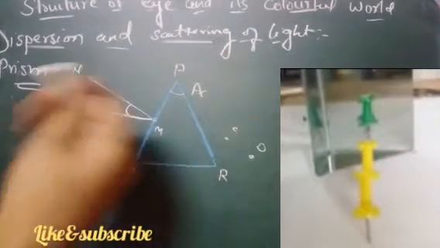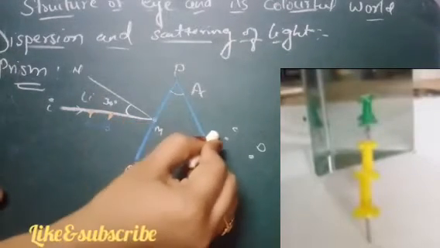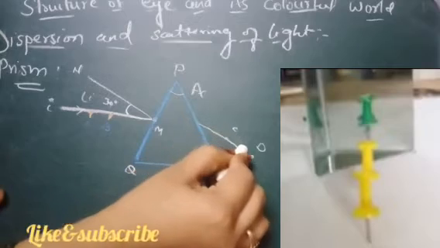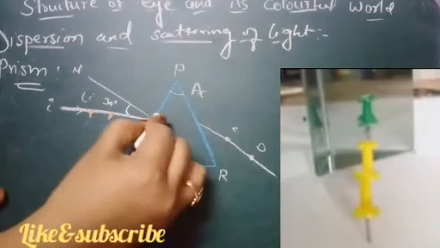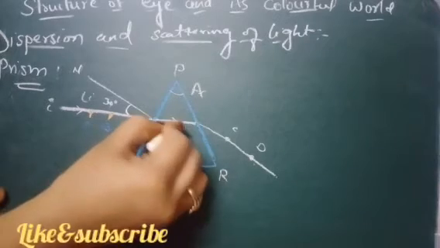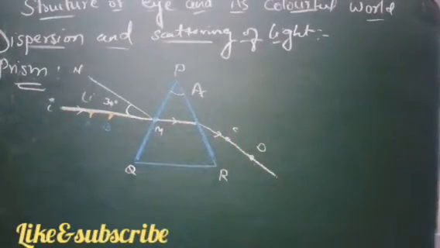Now we'll remove the prism and draw the line. This will be your straight line containing pins C and D. This is the refracted ray.